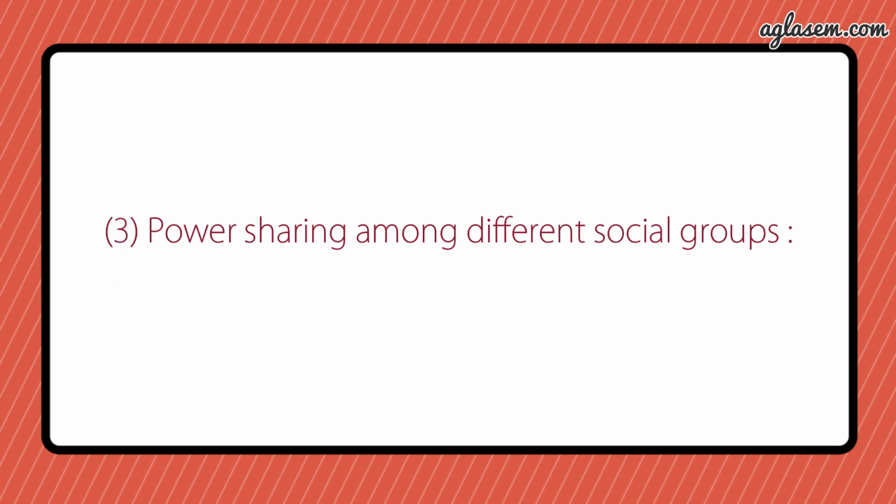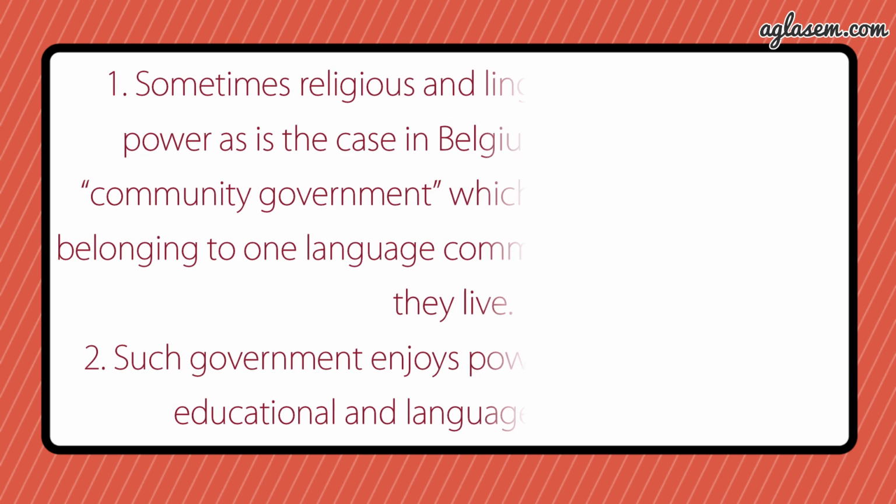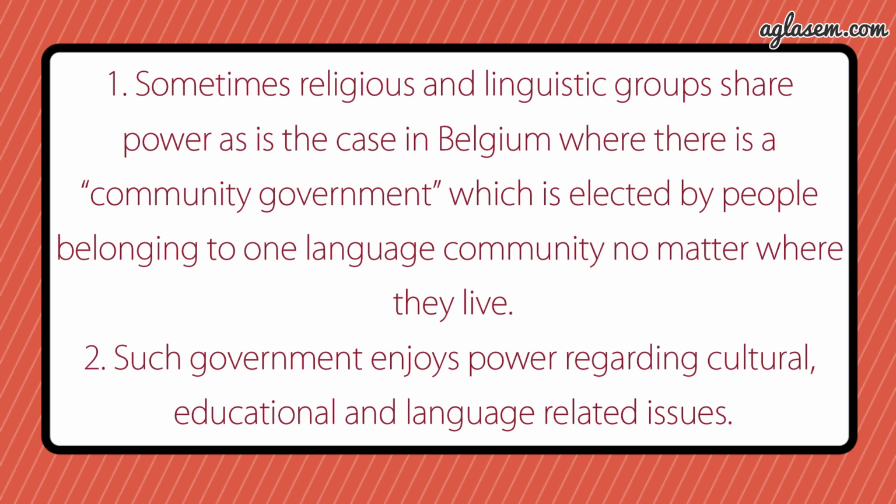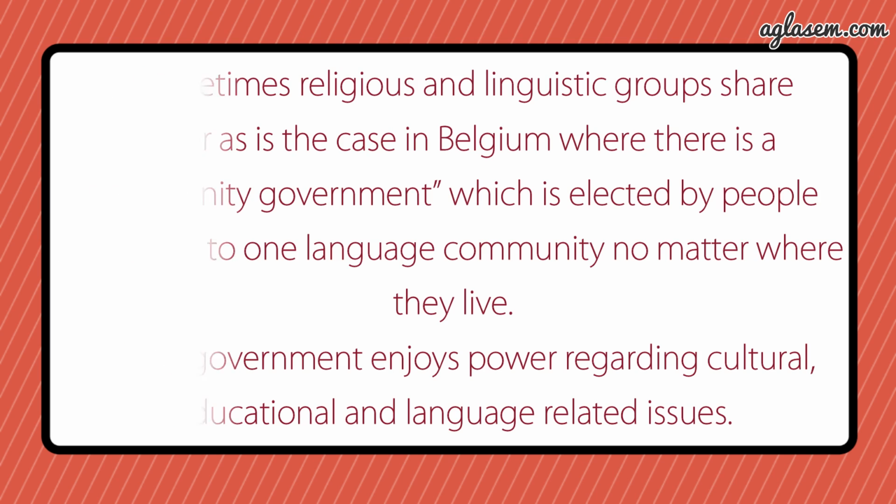Third is power sharing among different social groups. Sometimes religious and linguistic groups share power, as is the case in Belgium, where there is a community government which is elected by people belonging to one language community no matter where they live. Such a government enjoys power regarding cultural, educational and language related issues.